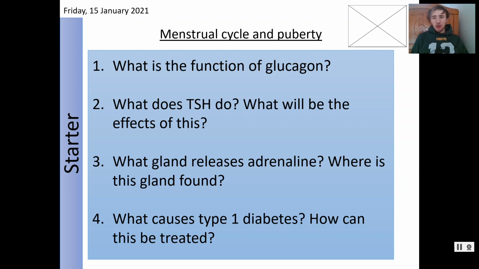What does TSH do, and what will be the effects of this? TSH causes thyroxine to be released from the thyroid gland. And the effects of that will be an increase in basal metabolic rate and increase in respiration.